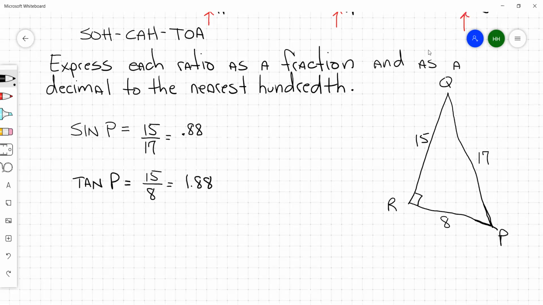And now we need cosine of Q. Cosine is equal to the adjacent side over the hypotenuse. Here's angle Q. Adjacent means next to. So the side next to Q is the 15. The hypotenuse is 17. And we've already divided 15 by 17. We get our 0.88.